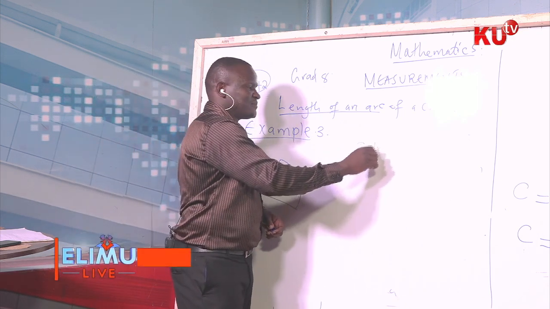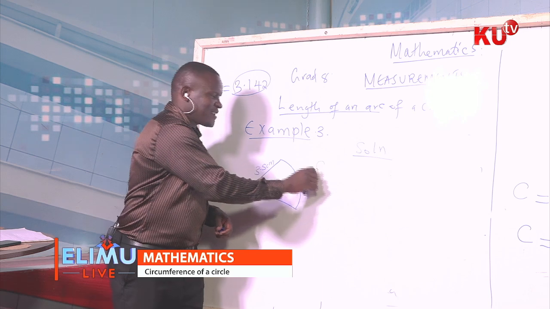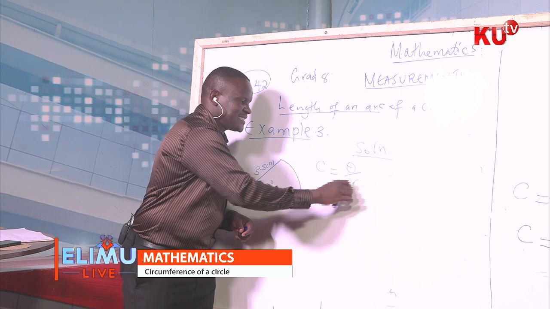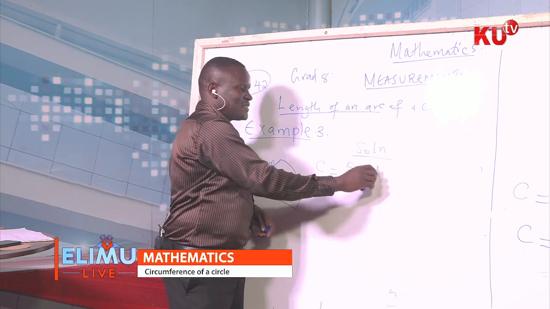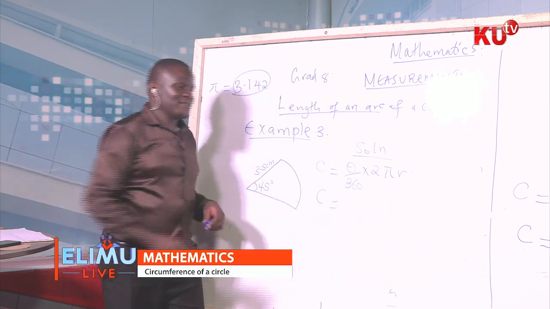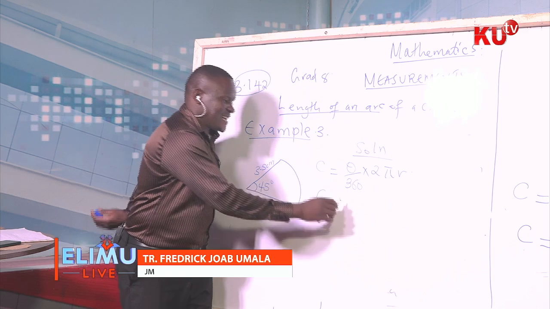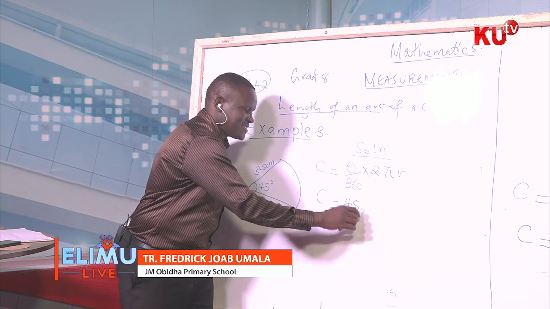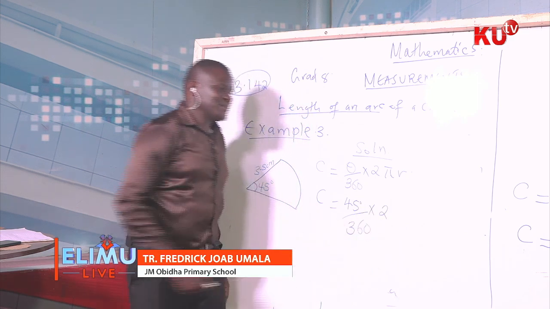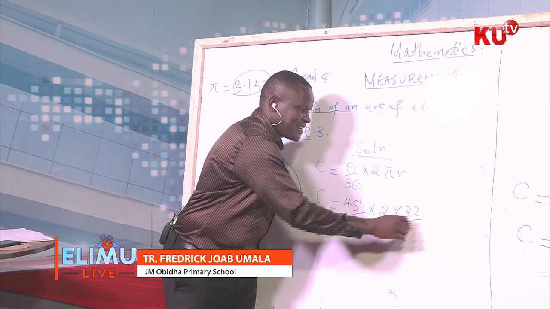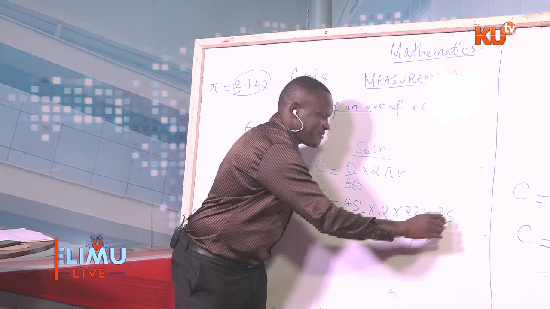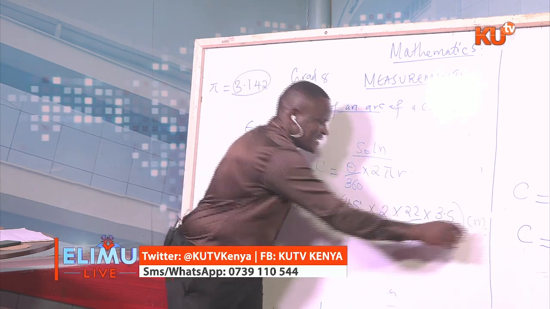So, solution. Circumference will be equal to theta over 360 times 2 pi r. Circumference, therefore, will be theta, in our case, 45 degrees over 360. We multiply by 2. Pi is 22 over 7. Then the radius, in our case, is 3.5 centimeters. Let's work out this.